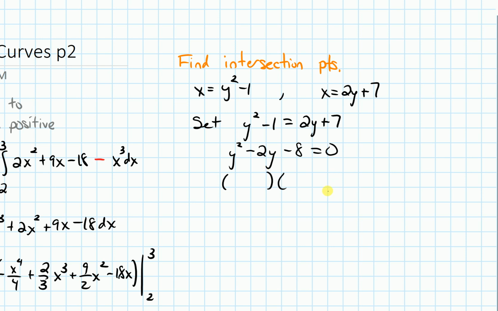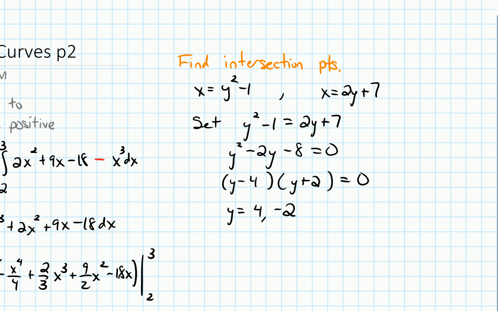Let's see, this factors as (y minus 4)(y plus 2) equals 0. And now I can say y equals 4 and y equals negative 2. So let's take these y values, and at this point, I don't need to figure out what their x coordinates are. I can actually just write my integral at this point.